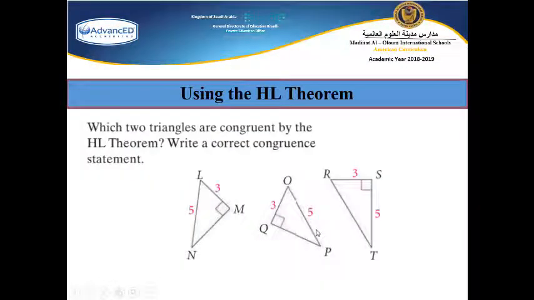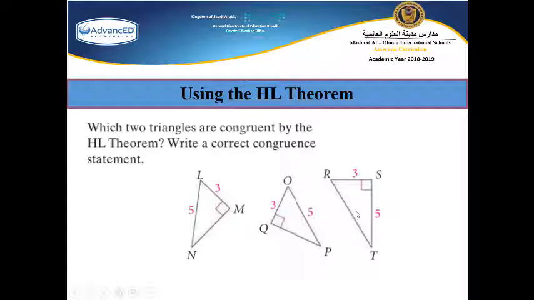That means, by looking at the pairs of right triangles here, which two triangles are congruent by the HL theorem? In the first triangle LMN, we have the hypotenuse 5 and the leg 3, and in the other triangle OQP, we have also the hypotenuse OP 5, like the hypotenuse LN is 5, and the corresponding legs have the same length. Then both of these two triangles are congruent by the HL theorem, hypotenuse leg theorem.